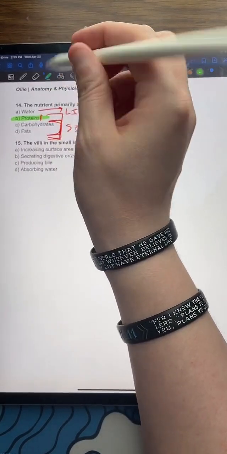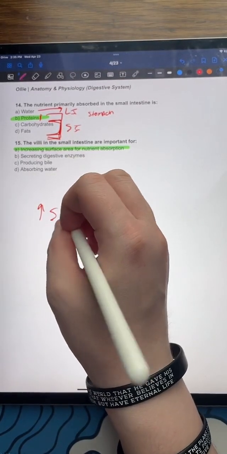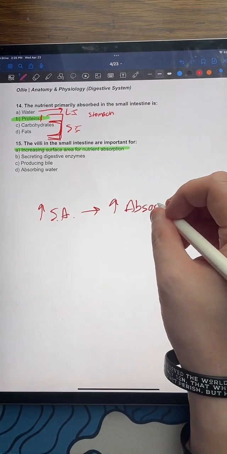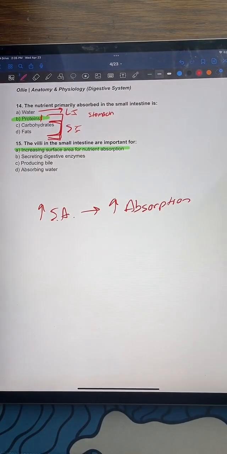Awesome. It is A. It is to increase the surface area for nutrient absorption. When you increase surface area, you increase the absorption because there's more space, more area to absorb it.